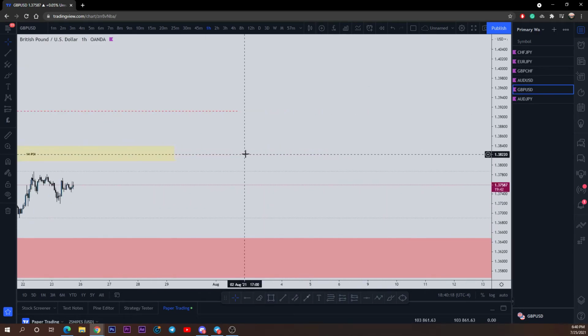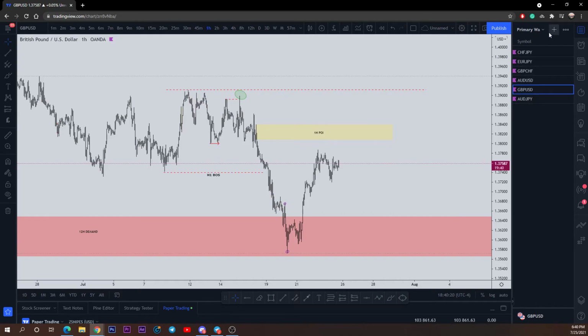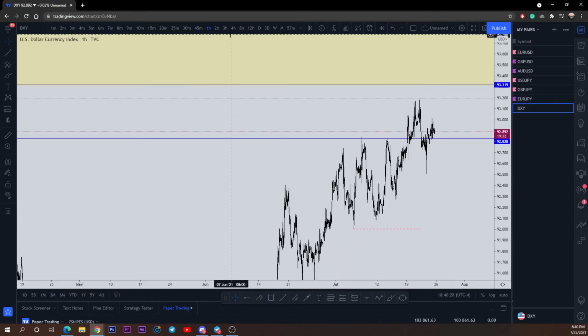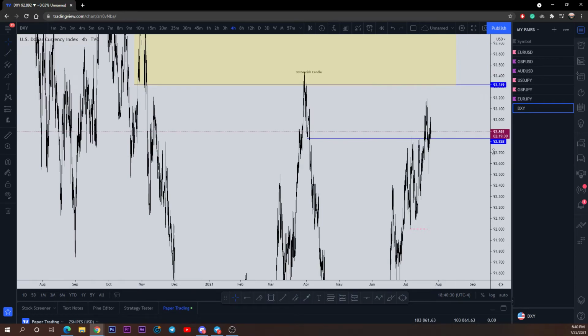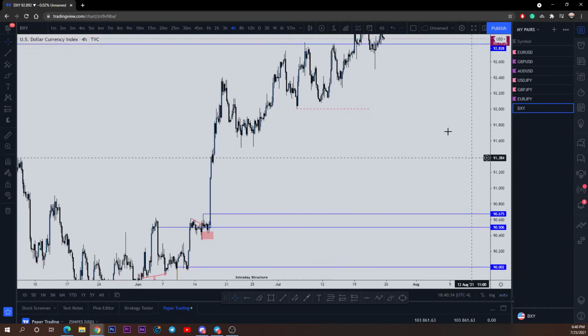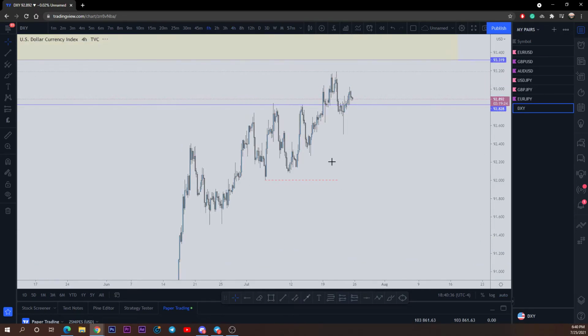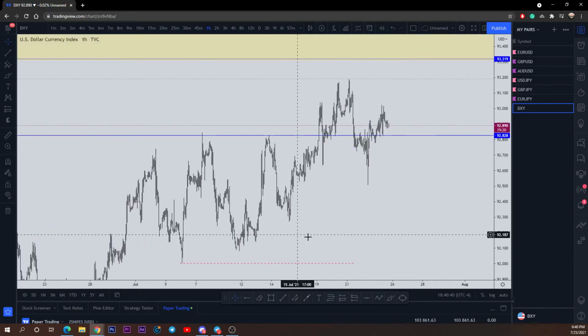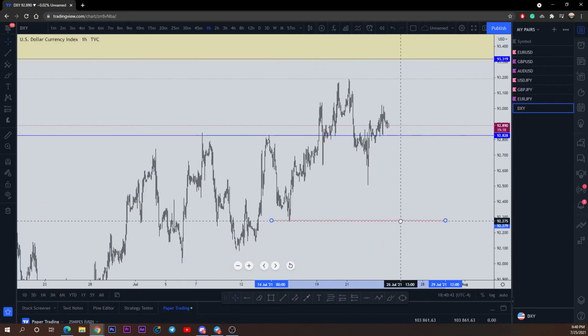So we already went over AJPY. So one thing I want to go over before I end this is DXY. DXY. Okay. DXY, man. Ooh. This thing has been crazy. But hold on. This is our new low.